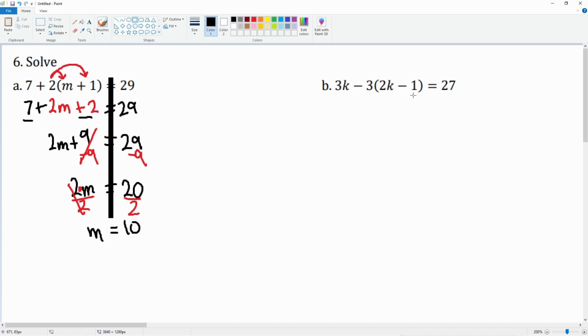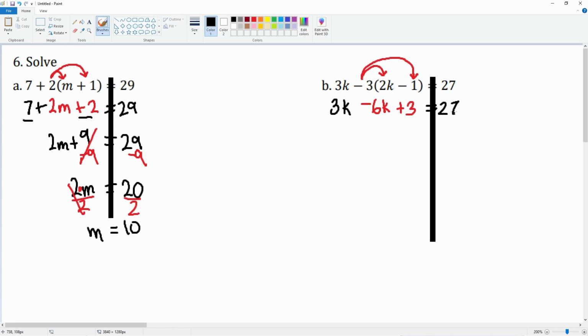Next, for the next one, let's start by drawing the line down that middle. Okay. Then we have a -3. We're going to distribute that inside here. -3 times 2k becomes -6k. Then also distribute the -3 into the -1. That becomes a +3. Bring everything else down. 3k comes down. Equal sign 27.